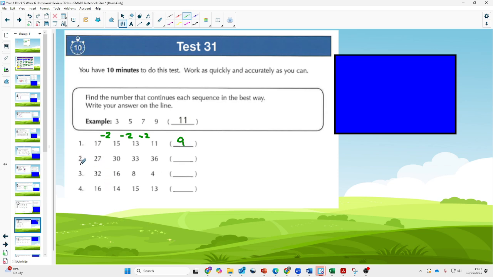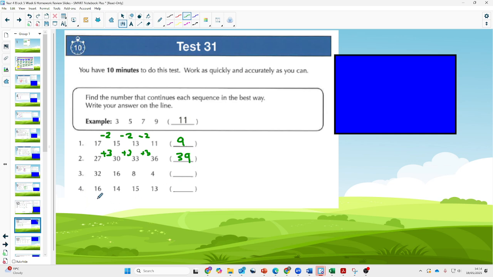Let's have a look at number 2. Now this one actually is increasing in size, and it looks like we're going to be adding this time. We're going to be adding 3, so I can see the difference there between the numbers. And then if we add 3 to our final number, we're obviously going to get 39.